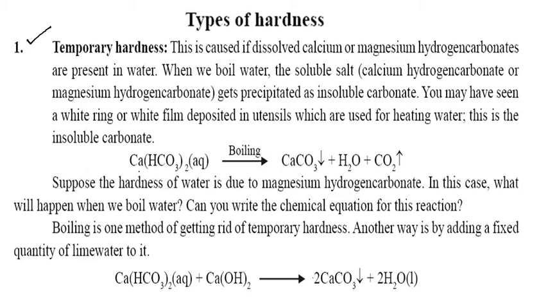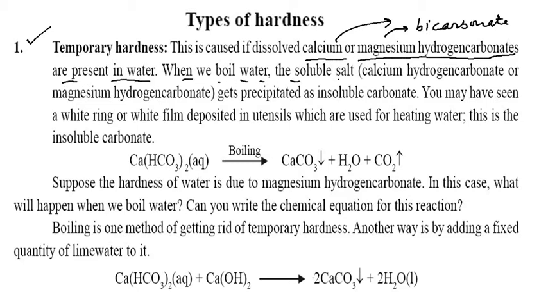These are bicarbonates, or we can say hydrogen carbonates. So you can see here, this is caused by dissolved calcium or magnesium hydrogen carbonate. You can say it is bicarbonate also. That means calcium bicarbonate or magnesium bicarbonate is present in water. When we boil water, the soluble salt, calcium hydrogen carbonate or magnesium hydrogen carbonate, gets precipitated as insoluble carbonate. You may have seen white rings or a white film deposited in utensils which are used for heating water.